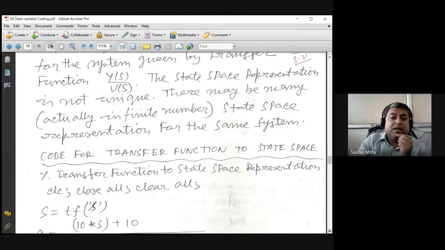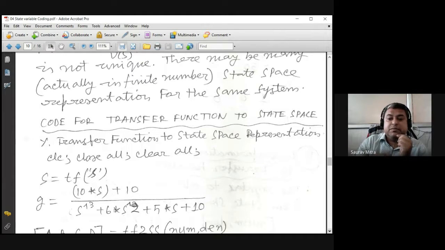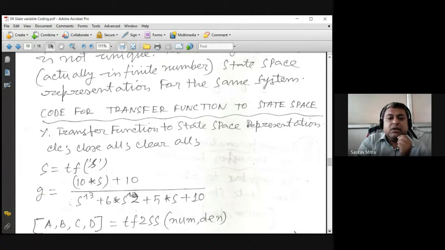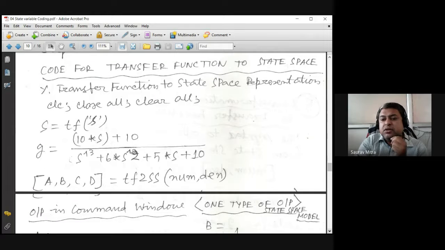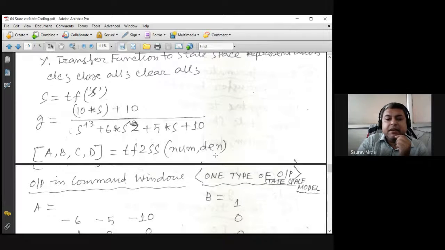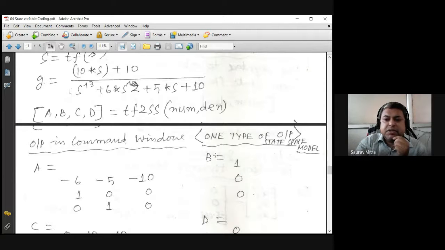So I have given you a transfer function and asked you to find the state space. Here the code is given: clc, close all, clear all, s = tf('s'), and G = (10s + 10)/(s^3 + 6s^2 + 5s + 10). Whenever you write in MATLAB form, you have to use these symbols like this. Finally you write [A,B,C,D] = tf2ss(num, den). I tried writing this, but because of internet problems I could not enter the whole code. So today I will try it again shortly with you people logged in. We will see that.